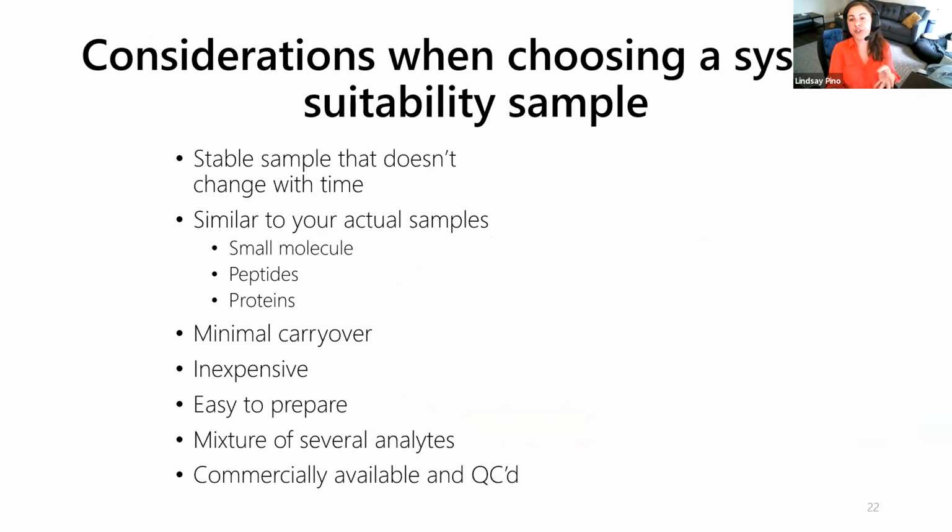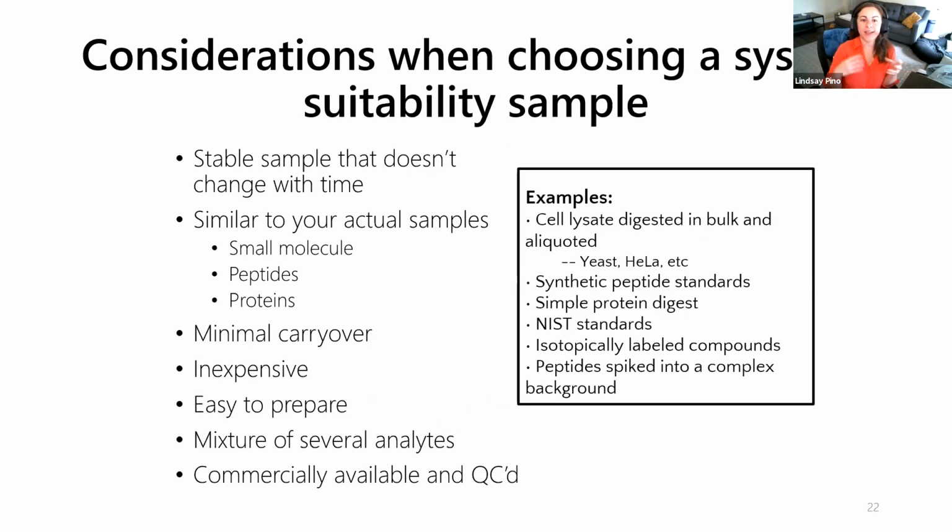So what you choose as a system suitability sample can be entirely up to you. These are just some guidelines. Basically, examples that I typically see people using: a cell lysate that they digested in bulk. This can be yeast, or HeLa is the most common one I see, using a HeLa digest. The other most common thing I see is using synthetic peptide standards, typically some sort of retention time calibration kit purchased from a vendor. So using like the Pierce retention time calibrant mix, or the Biognosys iRT retention time calibration mix, purchasing those and then spiking them into a somewhat complex background.